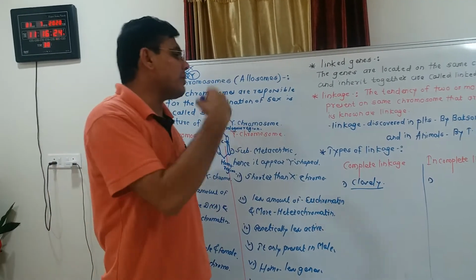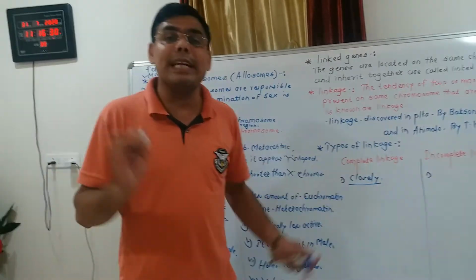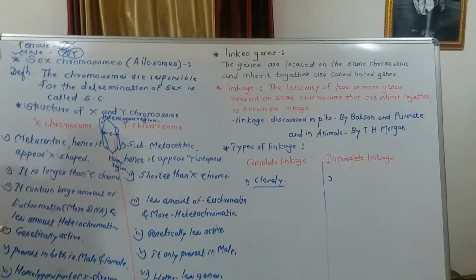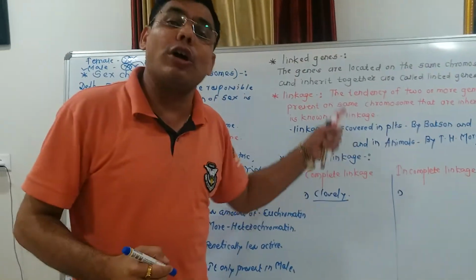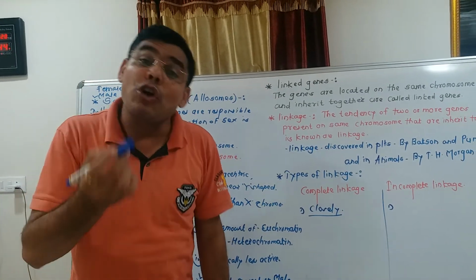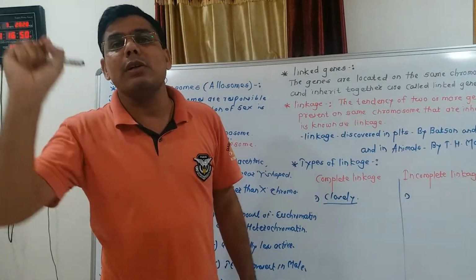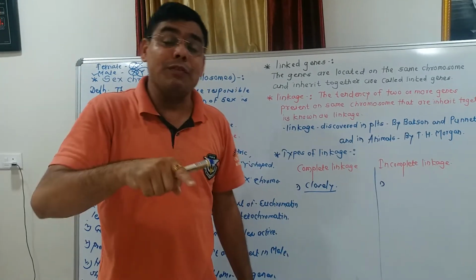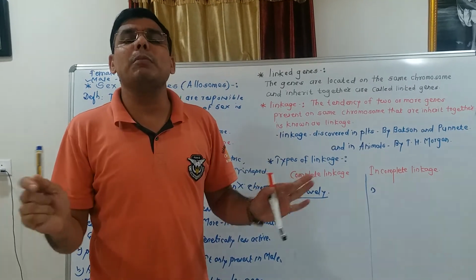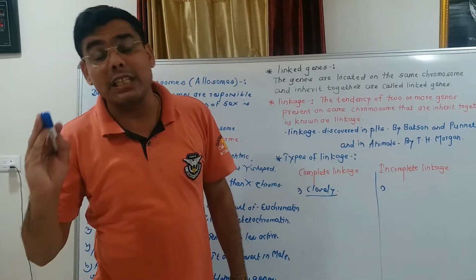Now we only have to change one word in the definition. Simple, do the opposite of closely. The linked genes are widely located on chromosomes. So they are separate from each other, crossing over takes place, and they inherit together. These are called incomplete linked genes, and the phenomenon of inheritance of incomplete linked genes is called incomplete linkage.